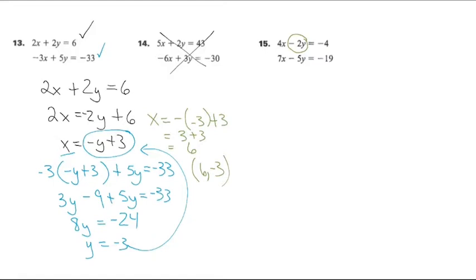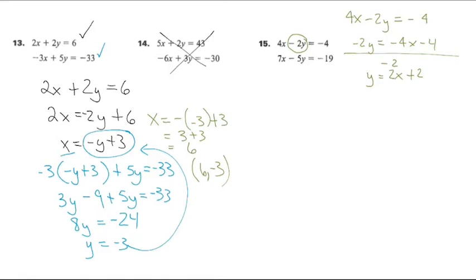So I'm going to solve the top equation for y. I start out with 4x minus 2y equals negative 4. I'm going to subtract the 4x from both sides. That's negative 2y equals negative 4x minus 4. I'm going to divide everything by negative 2. It gives me y equals a positive 2x plus 2.